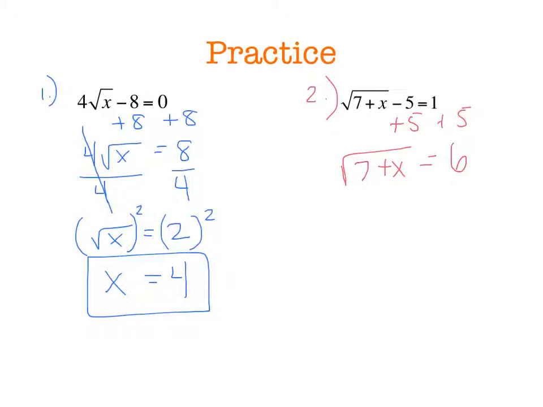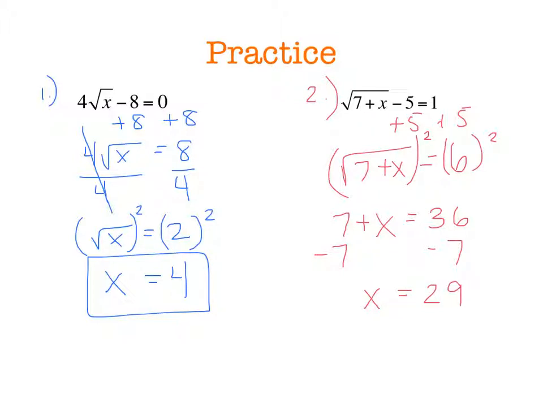Now, even though our square root symbol has more than just x in it, 7 plus x, we can still square both sides to get rid of that square root symbol. To get 7 plus x, since the square root symbol and the squared cancel each other out, equals 36. We subtract 7 from both sides, so now we're solving for x, and x is equal to 29.